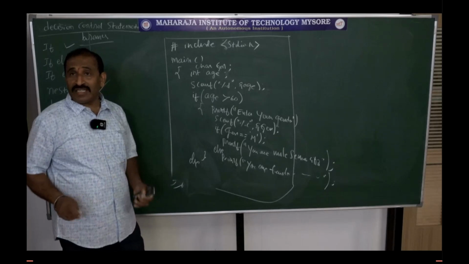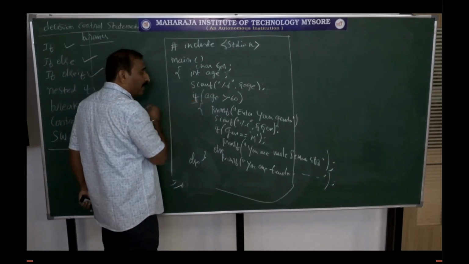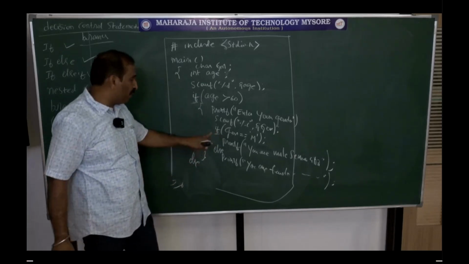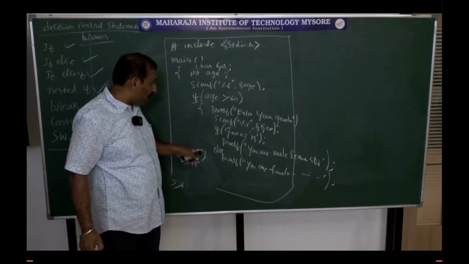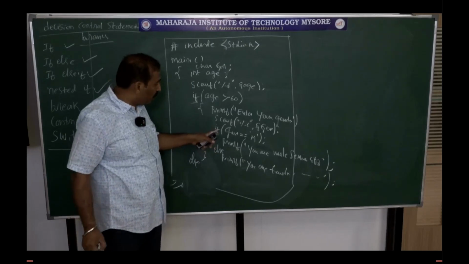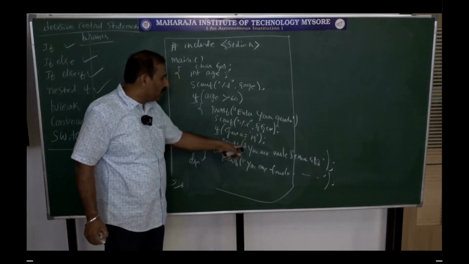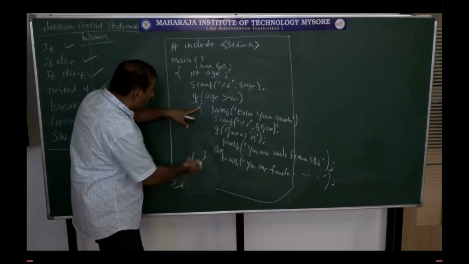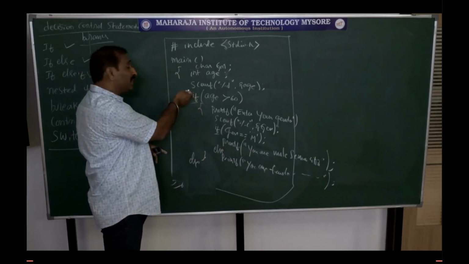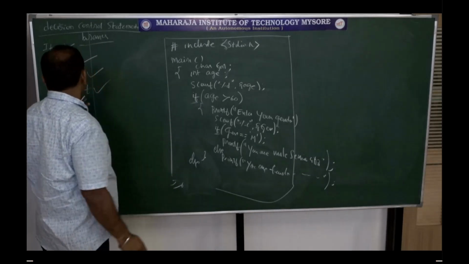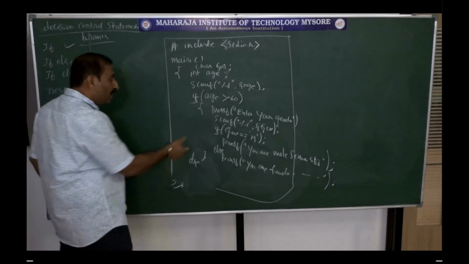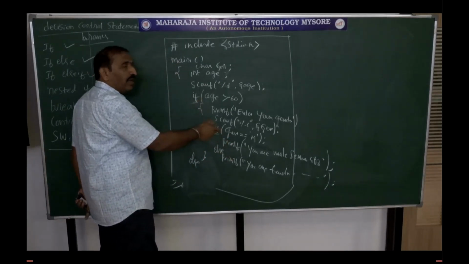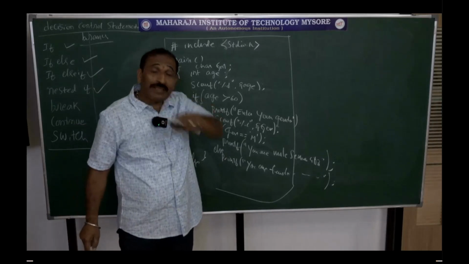Now, why is it called nested if? I have an if statement here. In this if statement, I am putting one more condition. Well within this bracket, I have one more if statement. If this condition is true, this will be executed. Else, this will be executed. Within this if statement, within this if statement, that is why it is called nested if. You have an if statement well within this if statement, then this is called nested if. All right.